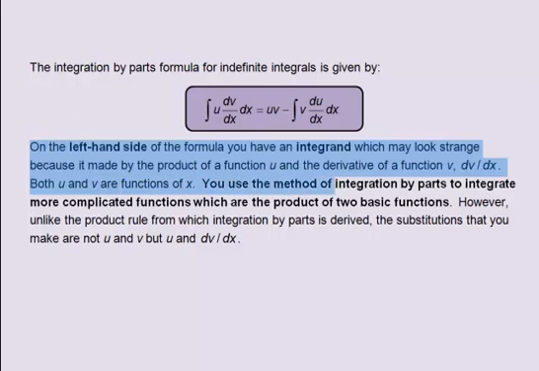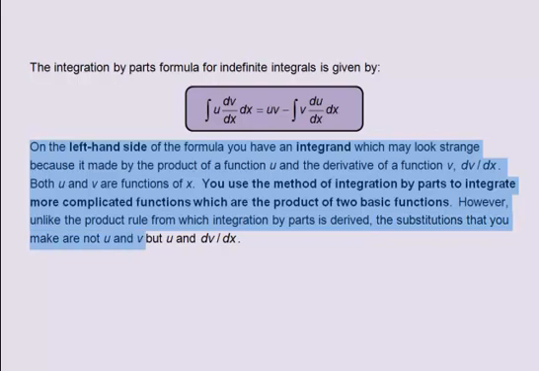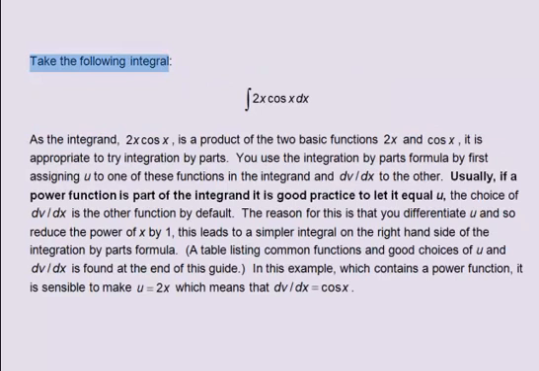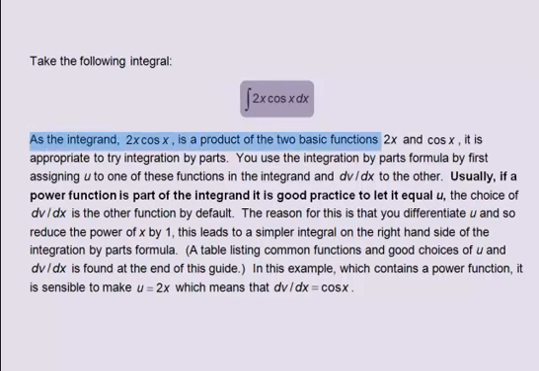You use the method of integration by parts to integrate more complicated functions which are the product of two basic functions. However, unlike the product rule from which integration by parts is derived, the substitutions that you make are not u and v, but u and dv by dx. Take the following integral: the integral of 2x multiplied by cos x with respect to x. As the integrand, 2x cos x, is a product of the two basic functions, 2x and cos x, it is appropriate to try integration by parts.